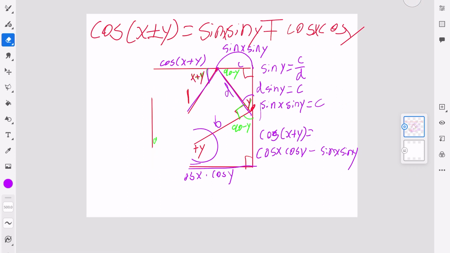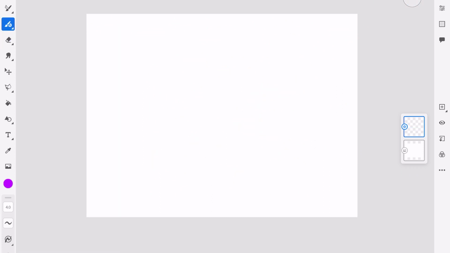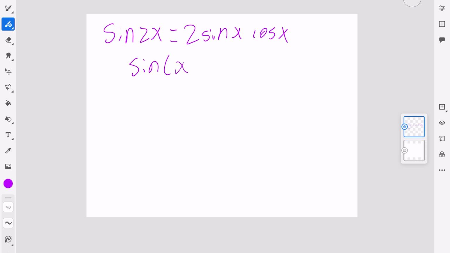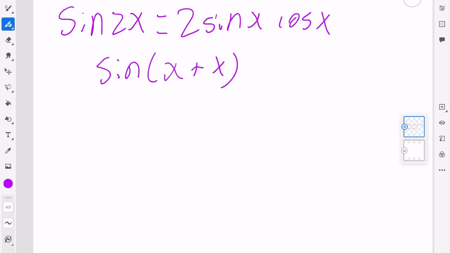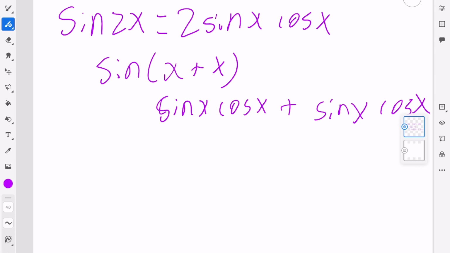So now let's move on to what else? We have sine 2x equals 2 sine x cosine x. This one, we can just use sine x plus x. And since this is not geometric, I'm just going to glaze over it. But as we've seen earlier, this is just sine x cosine x plus sine x cosine x. So it's just two of them.